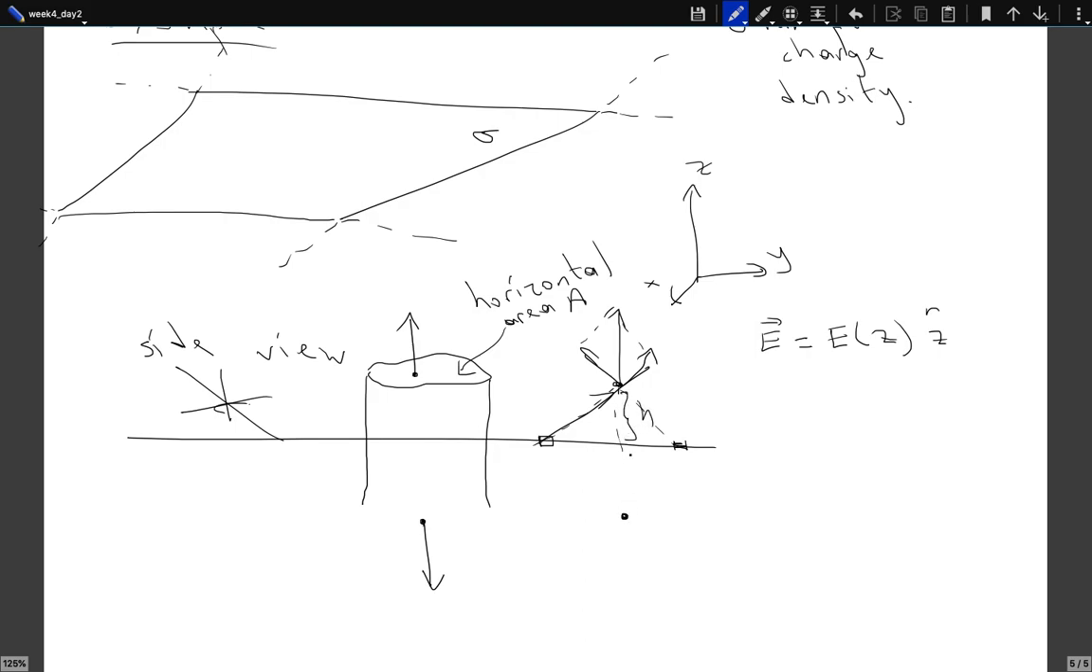So if this is H, this is also H. What can you say about the magnitude of the electric field at this point and the magnitude of the electric field at that point? It should be the same.